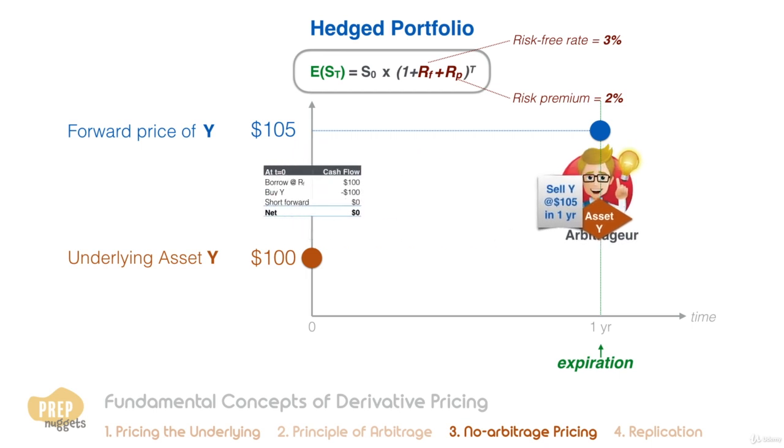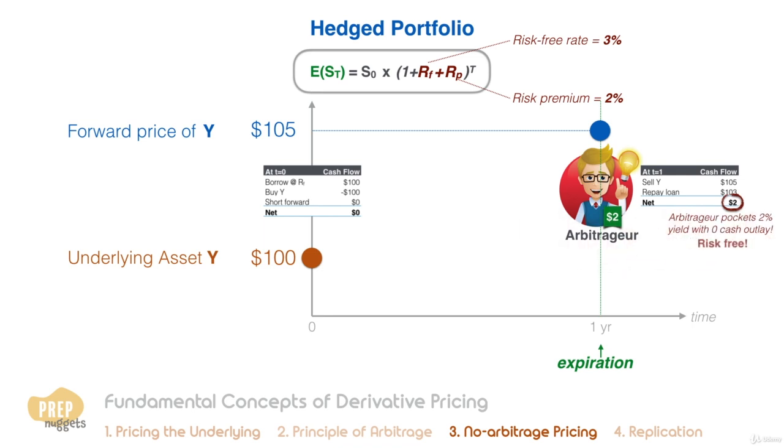At expiration, the arbitrageur simply sells the asset for $105 to fulfill the contract, and uses $103 from the proceeds to repay the loan. As you can see, the arbitrageur earns $2 without putting in any cash.